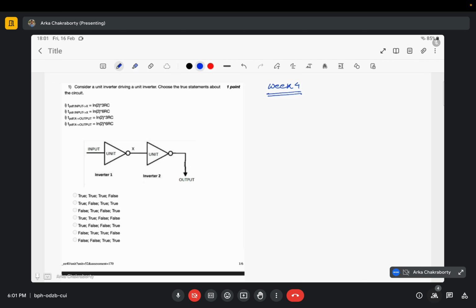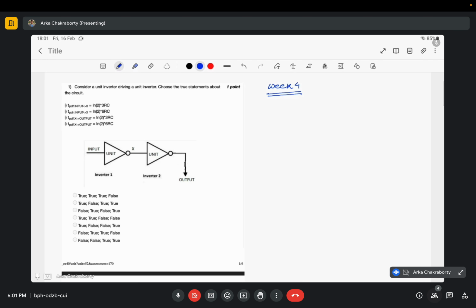So I hope you have gone through the lectures, and I'll be going through the previous year's assignment problems so that it will be helpful for you to come up with the solutions of this year's assignment. So let's begin by looking at the first question. The first question is: consider a unit inverter driving another unit inverter. Choose the statements about the circuit.